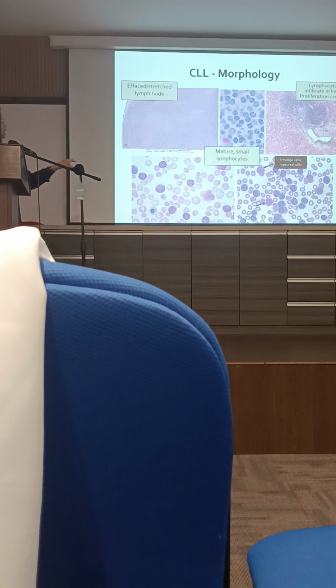So in the peripheral blood, this is what you would see. Mature small lymphocytes. If you look at them individually, what do they look like? They look like lymphocytes. How do you know they are lymphocytes? They are round, mononuclear, one nucleus, and the nucleus looks what? Mature. How do you know it looks mature? It looks dense or clumped.